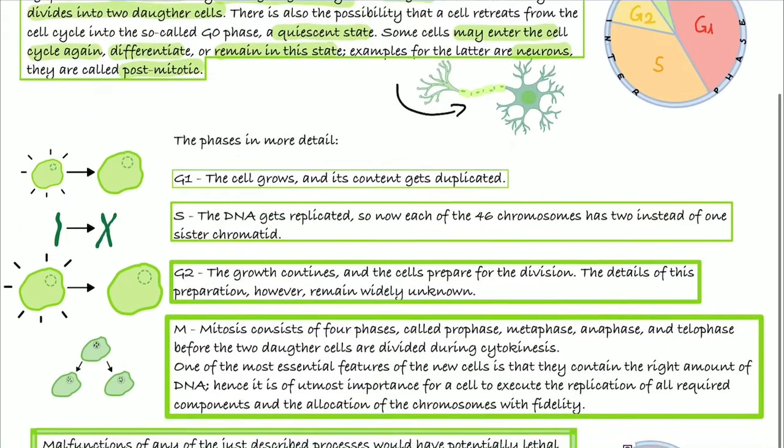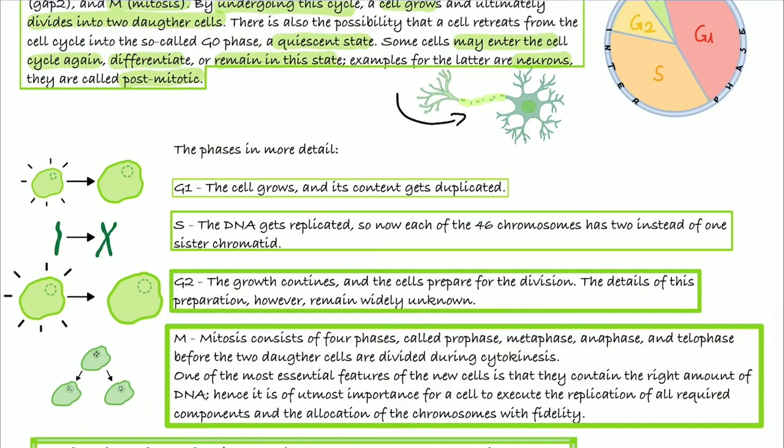Now let's look at the phases in a bit more detail. In G1, the cell grows and the contents get duplicated. In S phase, the DNA is replicated. Now each of our 46 chromosomes has 2 instead of just 1 sister chromatid. In G2 phase, the growth continues, but actually it's not really known what happens in G2. The cell obviously prepares for the cell division, but the exact mechanisms remain widely unknown.